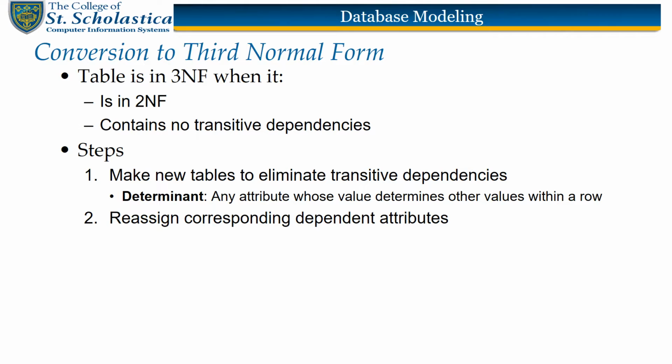A determinant is any attribute whose value determines other values within a row. If you have 3 different transitive dependencies, you will have 3 different determinants. As with conversion to 2NF, it is important that the determinant remain in the original table to serve as a foreign key.